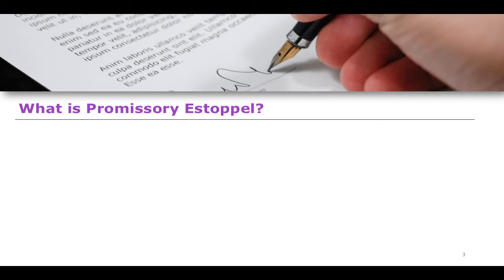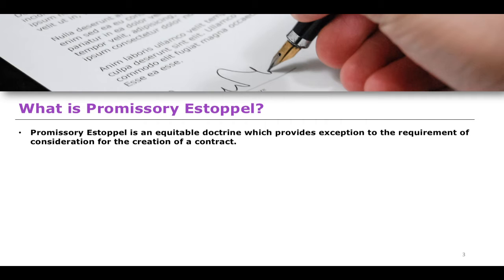So, what is promissory estoppel and how does it work? Well, it's an equitable doctrine, as I noted previously, and what it does is provide an exception to the requirement of consideration for the creation of a contract. There are certain rare circumstances where a contract can be created without the prerequisite consideration, owing to the equitable doctrine of promissory estoppel.